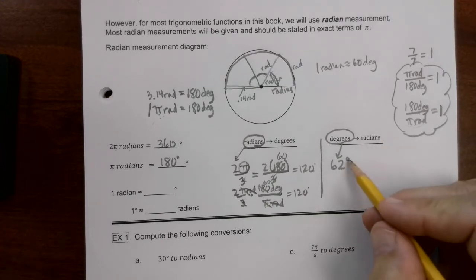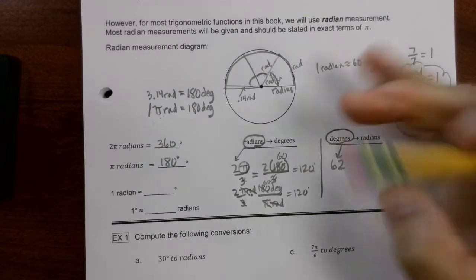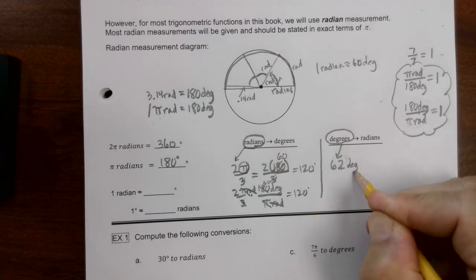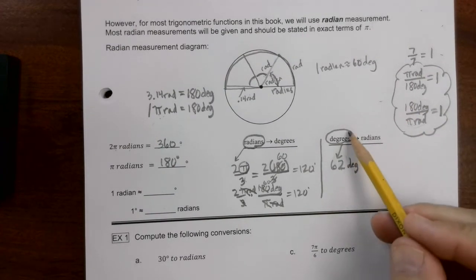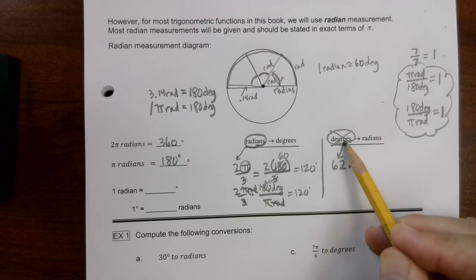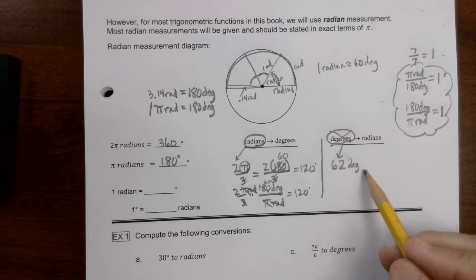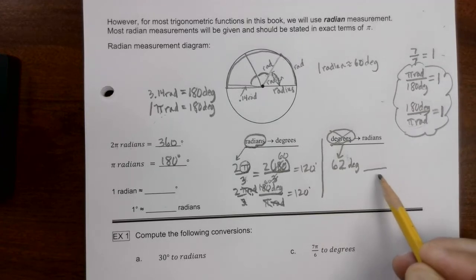Well, think about it, guys. I'm going to take that degree symbol out, and I'm going to write the word degrees in. Now remember, what do we want to disappear? We want degrees to disappear. So that means we've got to have degrees in the bottom so that they will cancel.